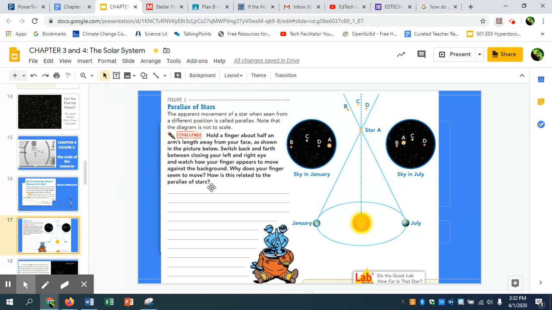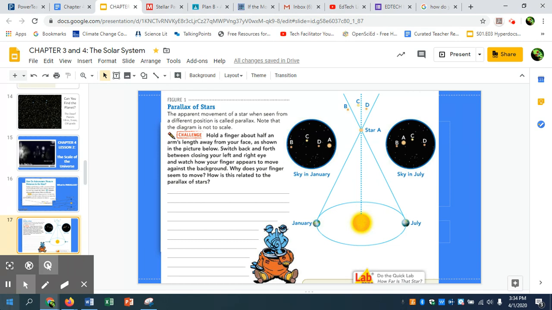So the same thing is true for parallax. The closer the star is to our perspective, the easier it is to see that change in distance and to measure that distance than when the stars are very, very far away. So to answer our question, why does your finger seem to move and how is this related to the parallax of stars? Well, your finger seems to move because, like I said before, your eyes aren't in the exact same spot. We have eyes that are a couple centimeters apart. So it's really the perspective of your eyes, not your actual finger moving.